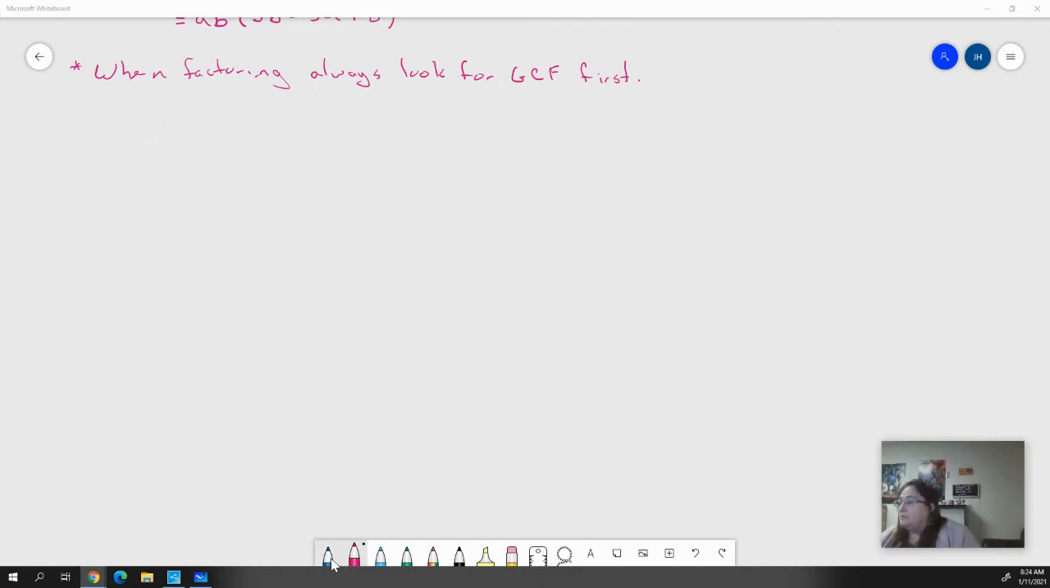Let's change colors here so we can see we're under a different thing. We're dealing with trinomials now. So a trinomial is a polynomial with 3 parts. And you've seen it before in Algebra 1, and it's usually you have an ax squared plus bx plus c. Could be minus c, could be minus bx, but we're going to start with where a is equal to 1.